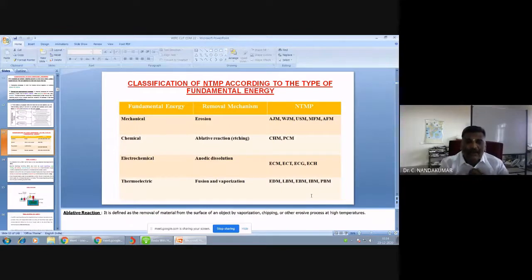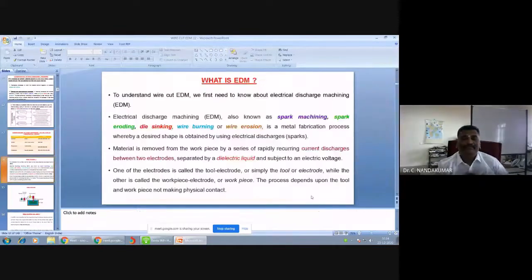Then electrochemical is anodic dissolution, and thermoelectric is fusion and vaporization. These are the mechanisms behind them. The fundamental energies are mechanical energy, chemical energy, electrochemical energy, and thermoelectric energy, and the removal mechanisms are erosion, ablative reaction, anodic dissolution, and fusion and vaporization.